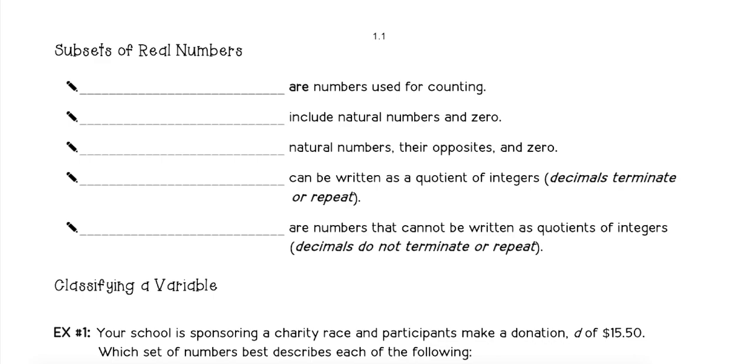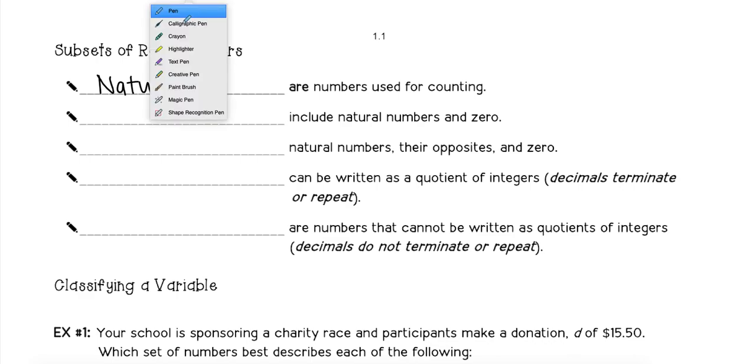All right, so now we're going to talk about the subsets. I literally just explained all of these, so hopefully you guys got them down. So let's start with the first one. These are numbers used for counting. So again, I walk outside and I start counting. When I start counting something, I start counting with 1. So this is 1, 2, 3, 4, 5, 6, 7, 8, 9, 10. So these ones are called natural.